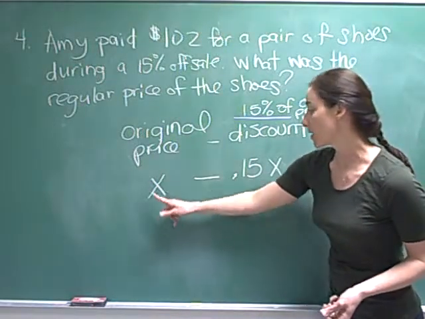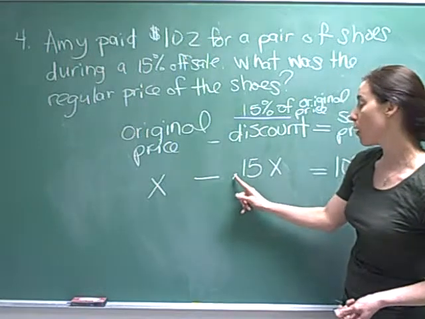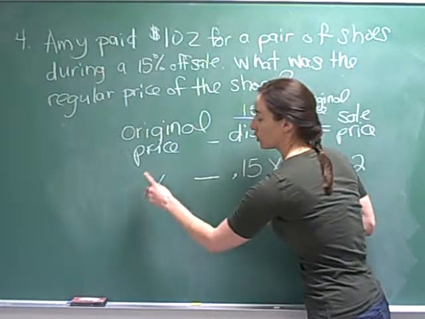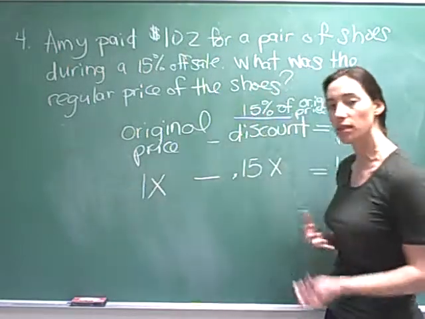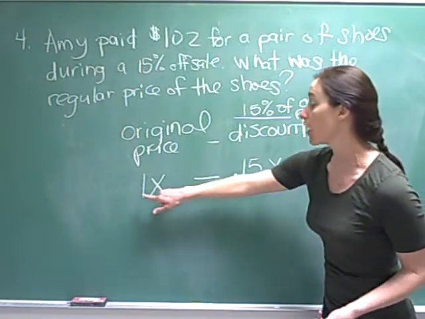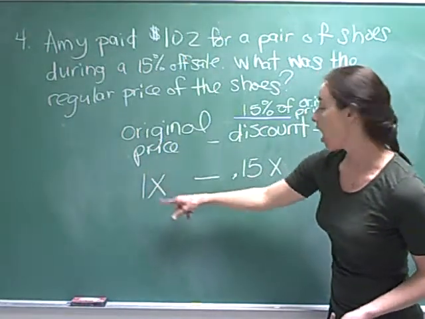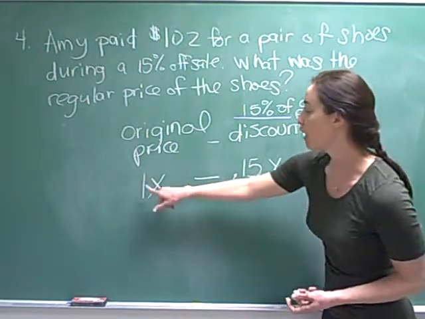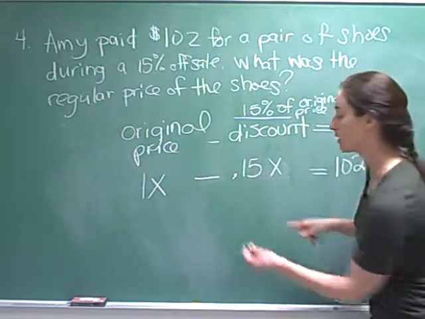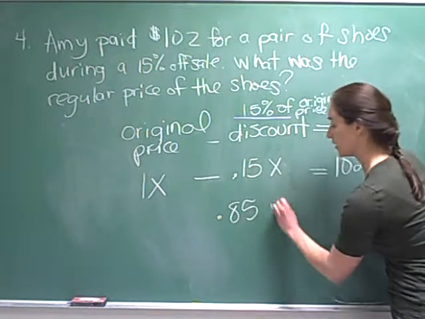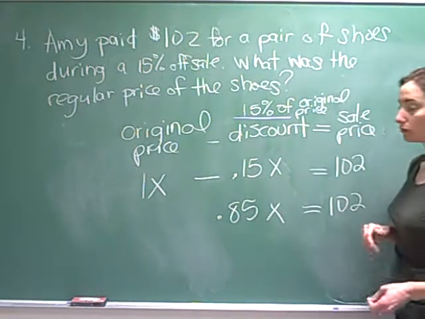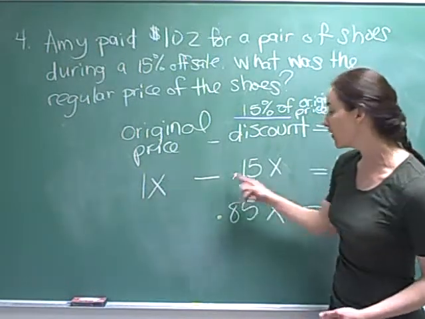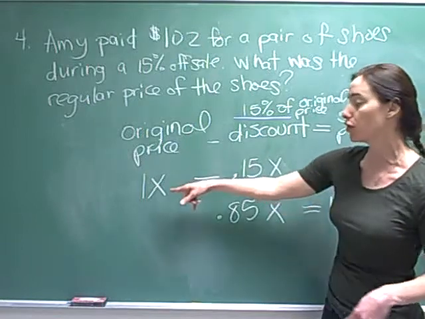So I have X, and I'm subtracting 0.15 X from it. So I'm going to write in the understood coefficient here, that understood 1, to help me get a sense of the problem. So this is telling me for every dollar of the original price, I'm getting to take off 15 cents for each of those dollars. So if I had $1, but I took off 15 cents, I'm only paying 85 cents on the dollar for that pair of shoes. So for every dollar of the original price, if I get 15% off, I get to take 15 cents off of every dollar that that shoe originally costs.